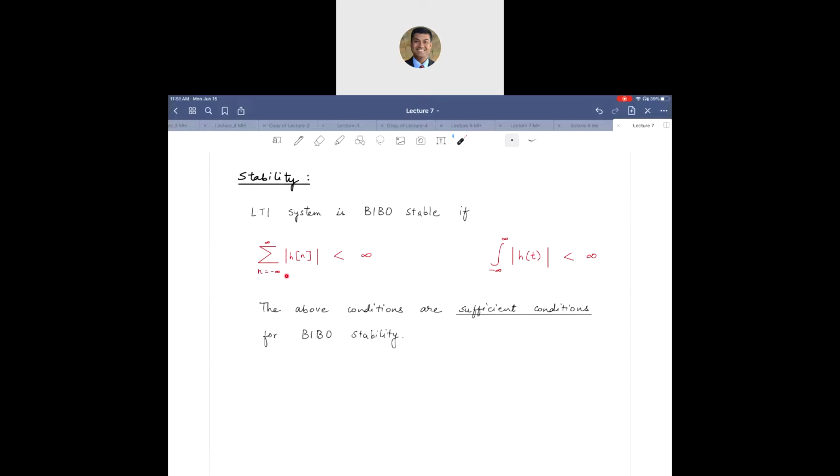What does it say? It says that if you take all the values of the impulse response, take the absolute value of all the values in the impulse response, those are going to be all positive values, right? Once you take the absolute value, those are going to be all positive values.